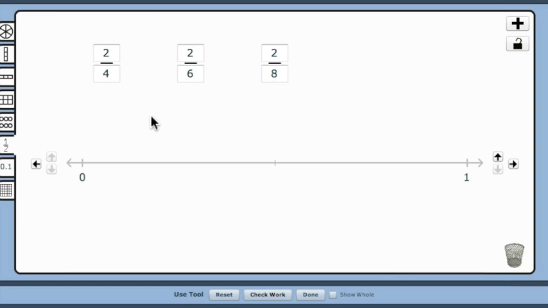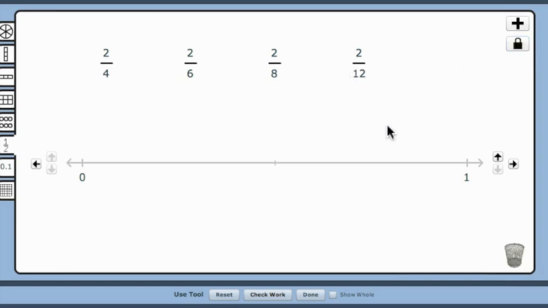This problem has several fractions with the same numerators, 2/4, 2/6, 2/8. Clicking on the plus symbol allows me to create yet another fraction. Keeping the numerator the same, 2, let's make the denominator 12. 2/12. Click on the lock button so that the fraction can be dragged to the number line.